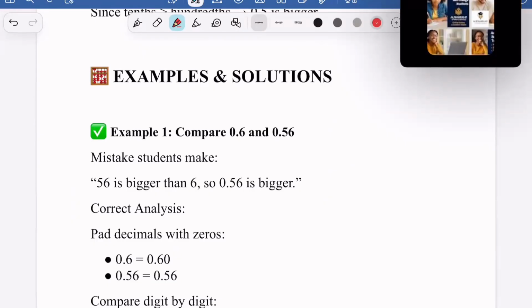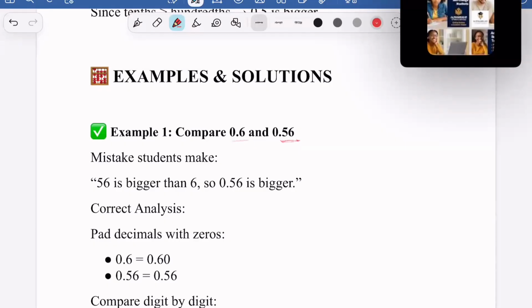0.6 and 0.56, what is the mistake students make? Students just assume 0.56 is bigger, they look at 56. They do not look at the position, they say 56 is greater than 6. So because of that, they assume 0.56 is bigger than 0.6 because they just look at 56 being greater than 6.